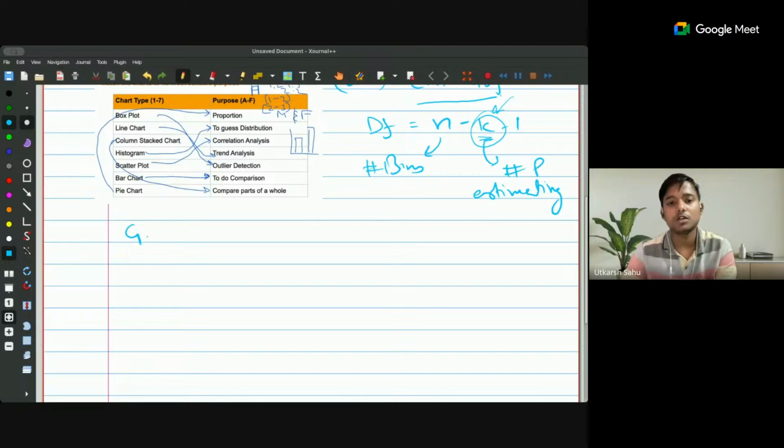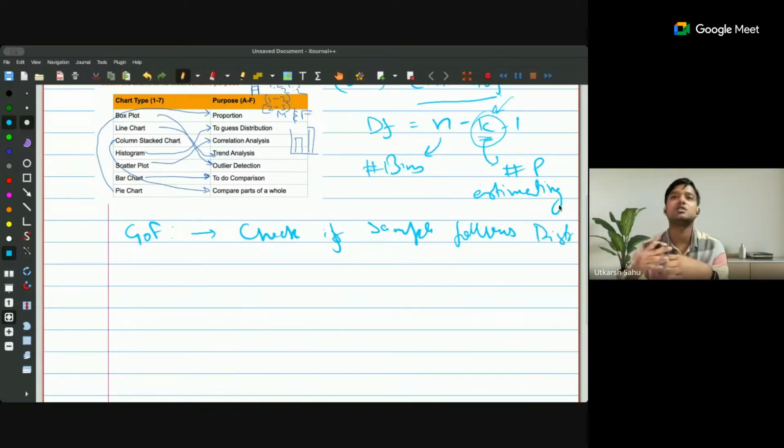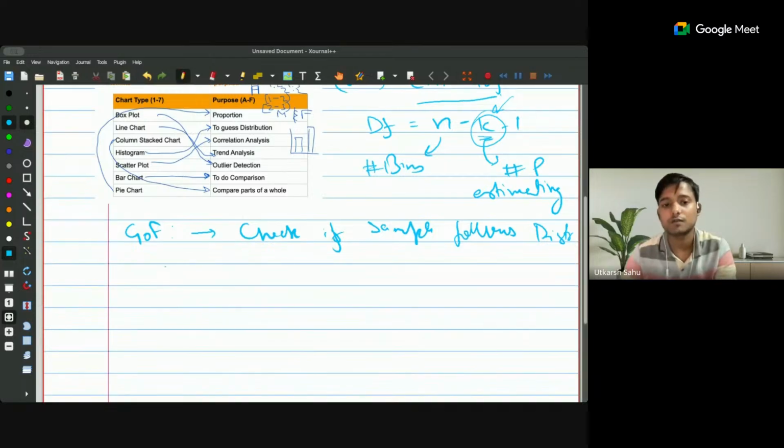Again, one important thing, goodness of fit is used to check if a sample follows a distribution. So this is also one thing, when to use which test. If they are asking you any question which says, this is supposed to follow a normal distribution, he made a hypothesis, this would be following a Poisson distribution. So in that case, it has to be goodness of fit.